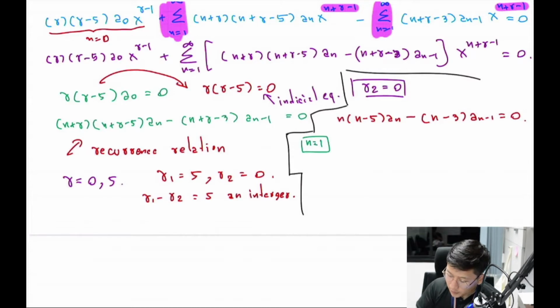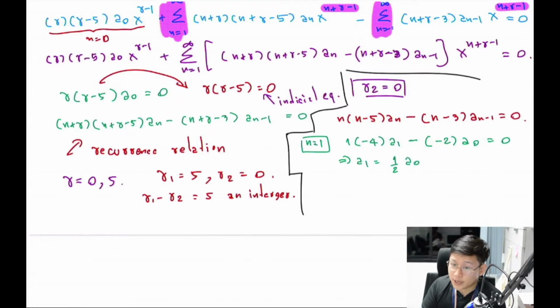Okay, so if n is 1, so we would have a1. Okay, let me write that down. So it will be 1 times minus 4 a1 minus, plus minus is plus, right? Let's keep it minus for now. Minus 2 a0 is 0, which means that a1 is actually minus 2 divided by minus 4, which is 1/2 a0. Okay, that's what we get for n equals 1.